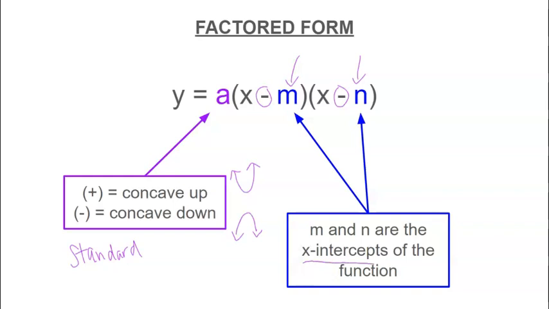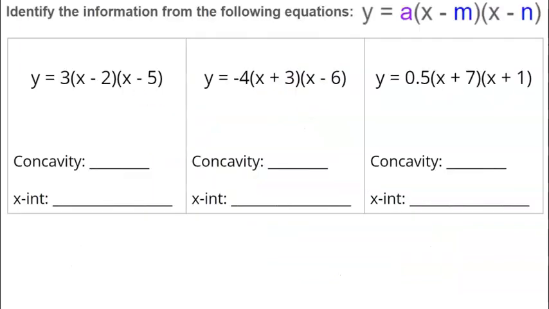So that is the information that factored form tells us. It tells us the x-intercepts. Vertex form shows us the vertex, standard form shows us the y-intercept, and factored form shows us those x-intercepts. Before we get into graphing, we want to talk about identifying those important pieces of information. So we have three equations, and we're going to identify the concavity.